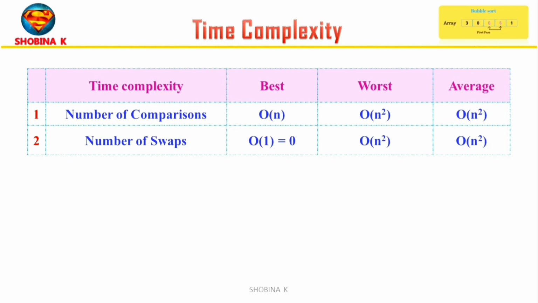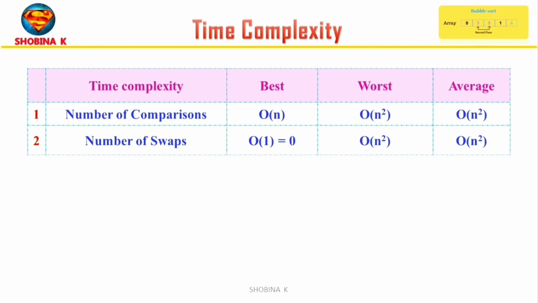The best case time complexity of the bubble sort algorithm is order of n. This case occurs when the given array is already sorted. Therefore, in the best case, the number of comparisons is order of n and the number of swaps is order of 1. The average case time complexity of the bubble sort algorithm is order of n square. In the average case, the array is partially sorted.